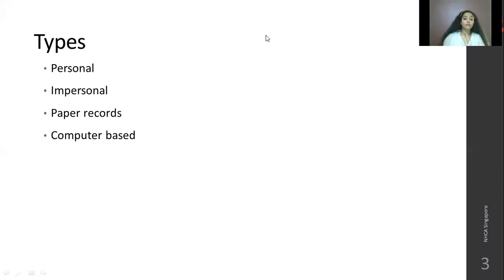Then you have computer based records. Evidently it is much more efficient than paper records, but you require certain basic skill training in terms of putting the data into the computers. For the senior most doctors, it is very difficult to incorporate these new computer skills into their practice.